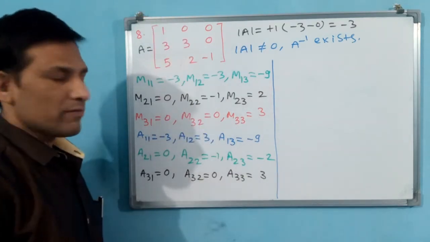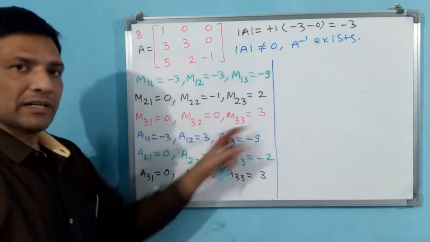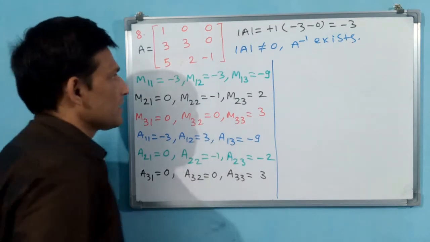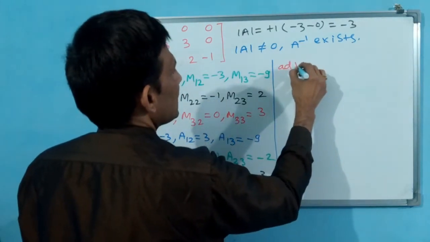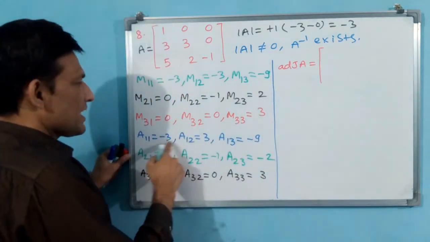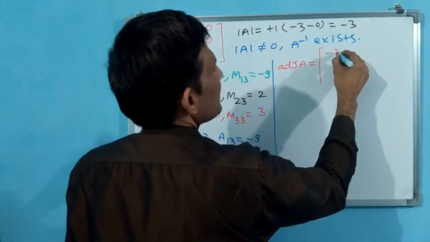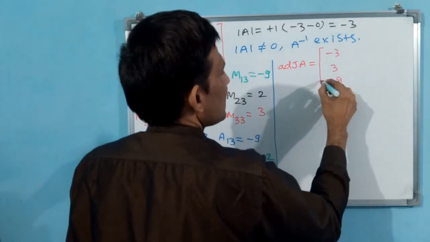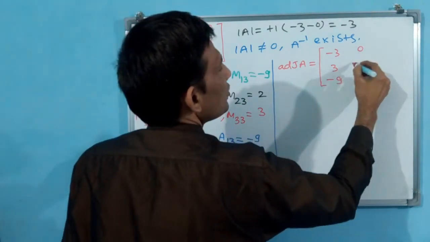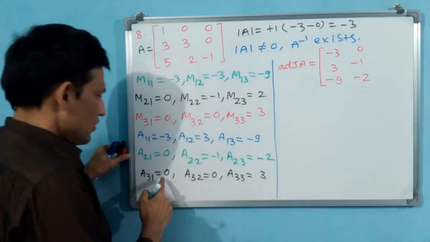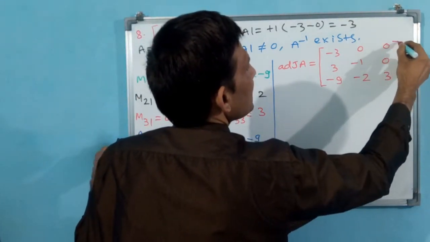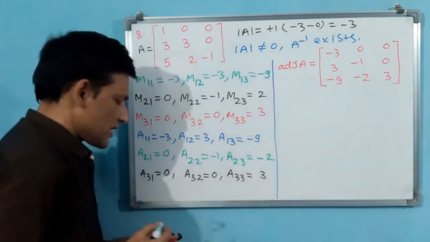Now see, these are cofactors in row form. Then you write these in column form. First row, first column, second row, second column, third row, third column. Then that is going to be called adjoint A. Write down adjoint A is equal to -3, 3, -9; 0, -1, -2; 0, 0, 3. Okay, see, this is adjoint A.